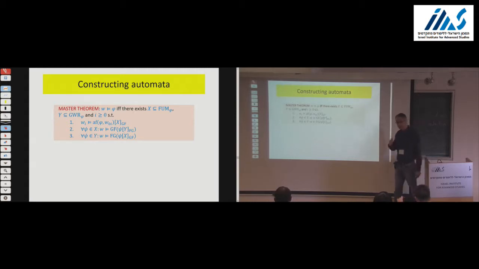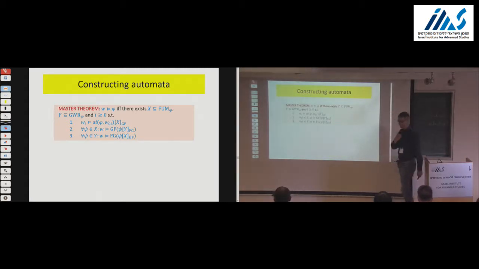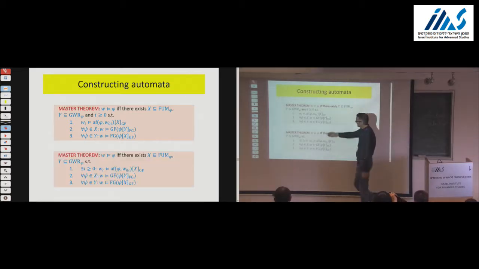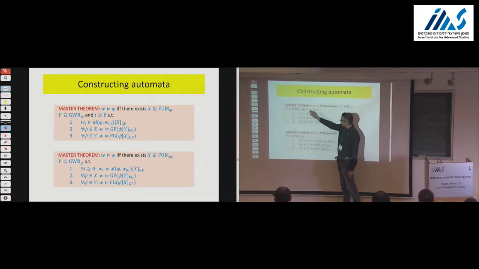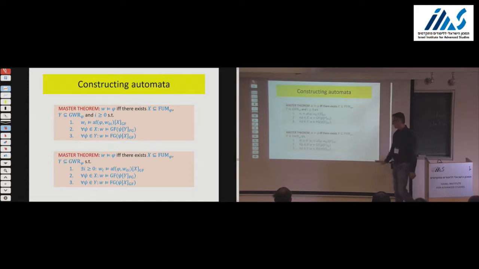So now let's see how to use this theorem to construct automata for LTL, right? The first thing we can do is a very little thing: these two do not depend on I. So let's move this I here. Then condition 1 becomes: there exists an I such that blah, blah.